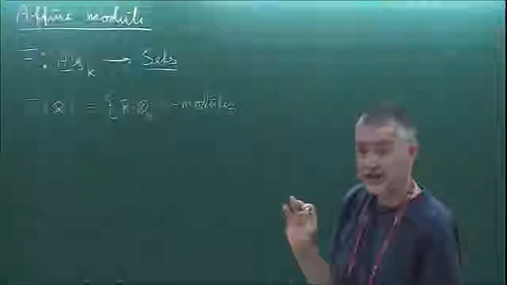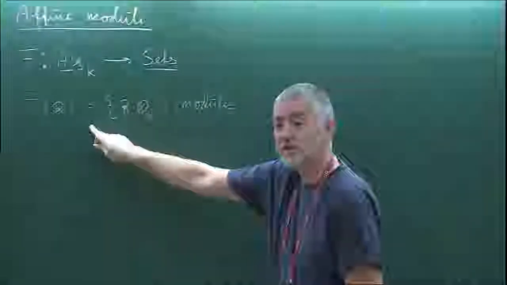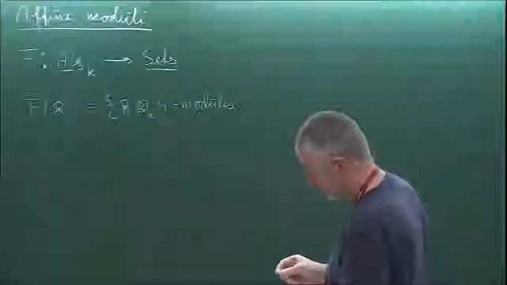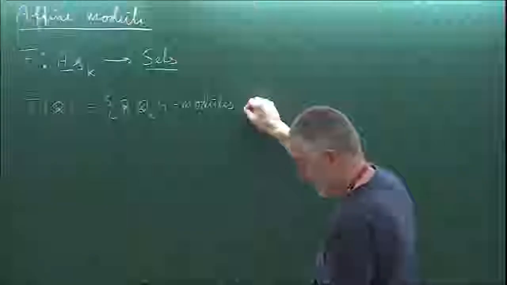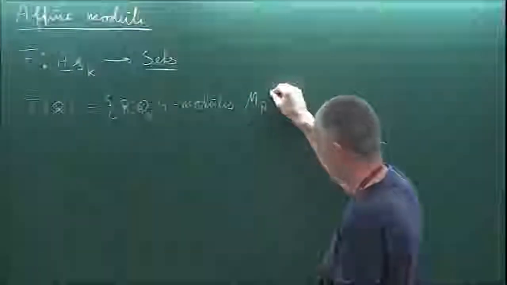This looks, of course, exactly like yesterday, but now it's easier. There are no schemes here, it's just algebras. R tensor K A modules, and they are named M_R because they live over R.